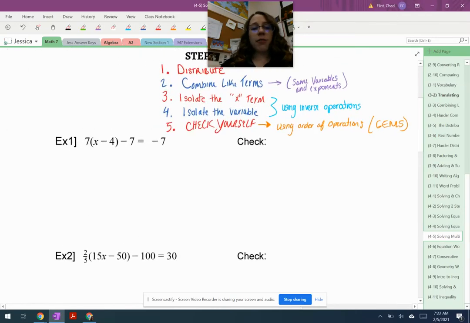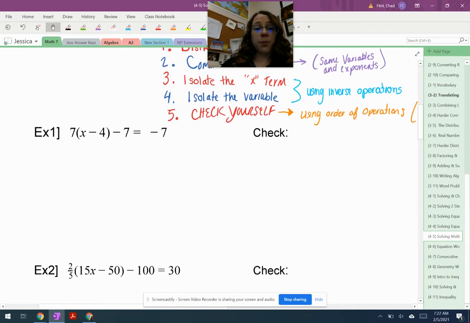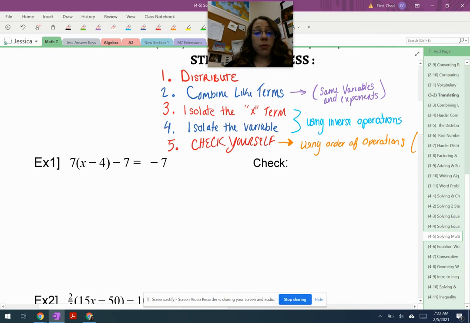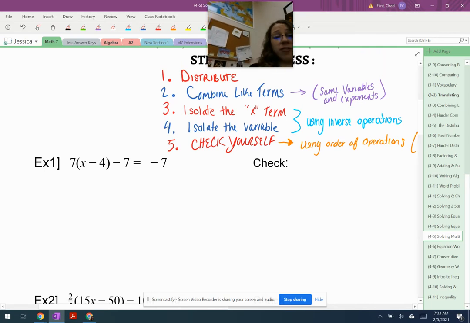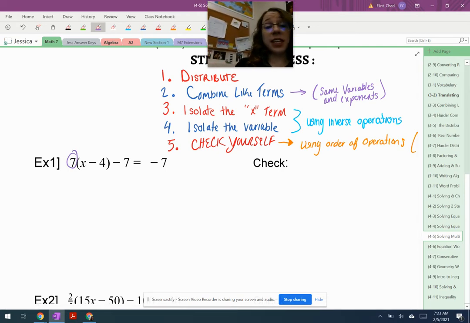Right, here we are looking at 4-5, example number 1. So my first step says to distribute, and I can see that I have this 7 over here on the outside of this parenthesis that needs to be distributed. Now remember, it's only getting distributed to the pieces on the inside.